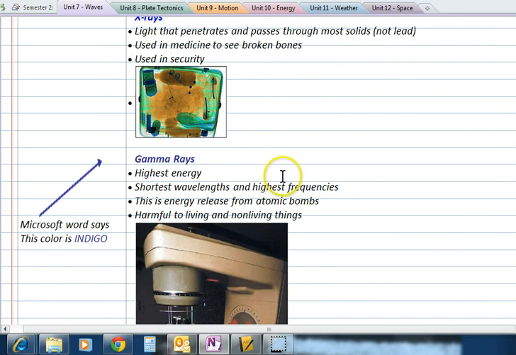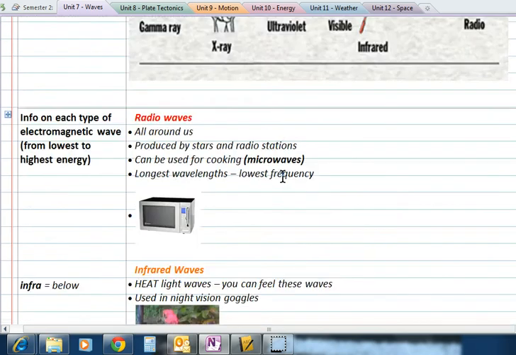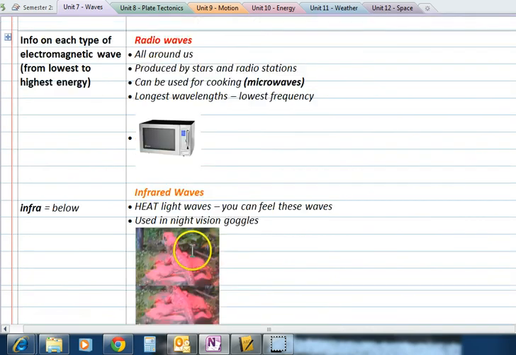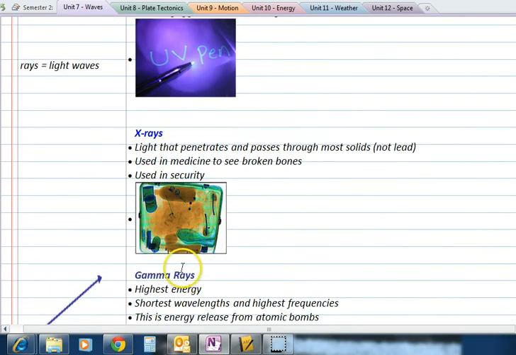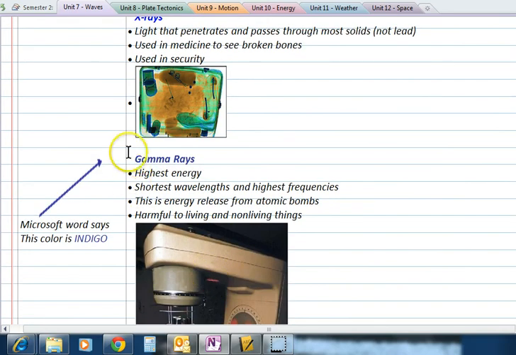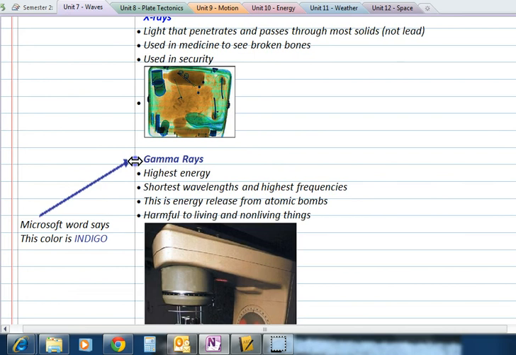And if you don't mind, I'm going to flip back for a minute. What I tried to do was put the titles of the units in order of Roy G. Biv. Red, orange, yellow, green, blue. Microsoft says this is the color indigo. I don't know how true that is. So here is the color indigo.